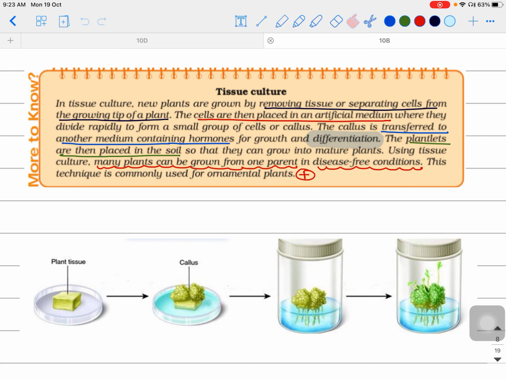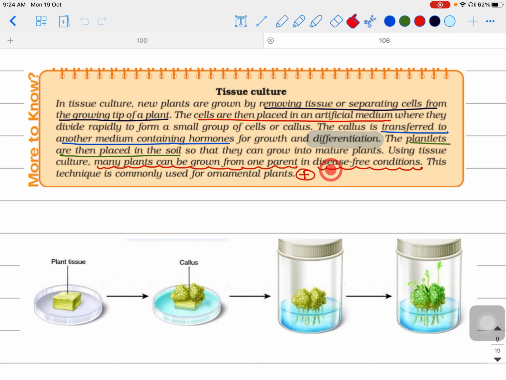What are the advantages of doing tissue culture? That we can get many plants from one parent in a short time, which is not possible if we go by the sexual mode of reproduction by seed formation. Then the number of plants formed is limited. It is equal to number of seeds, but here we can form as many calluses as we want. So in very short time we can grow many plants from tissue.